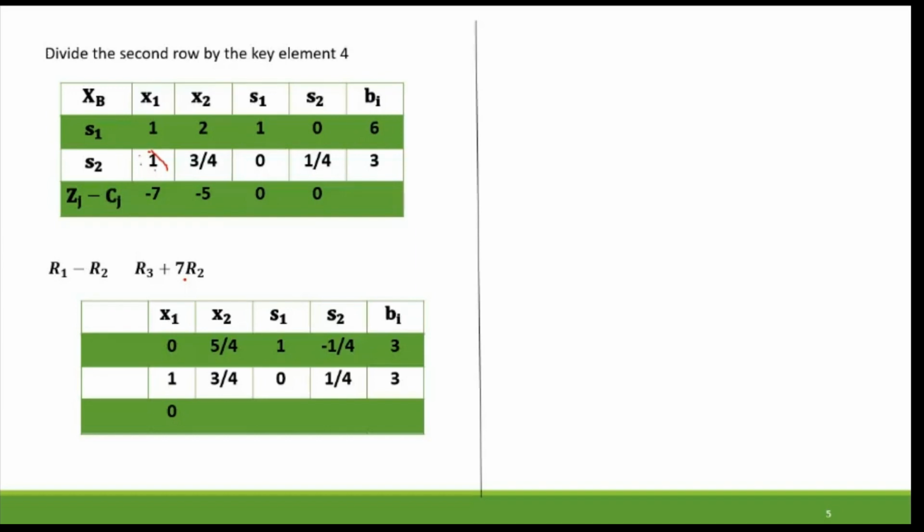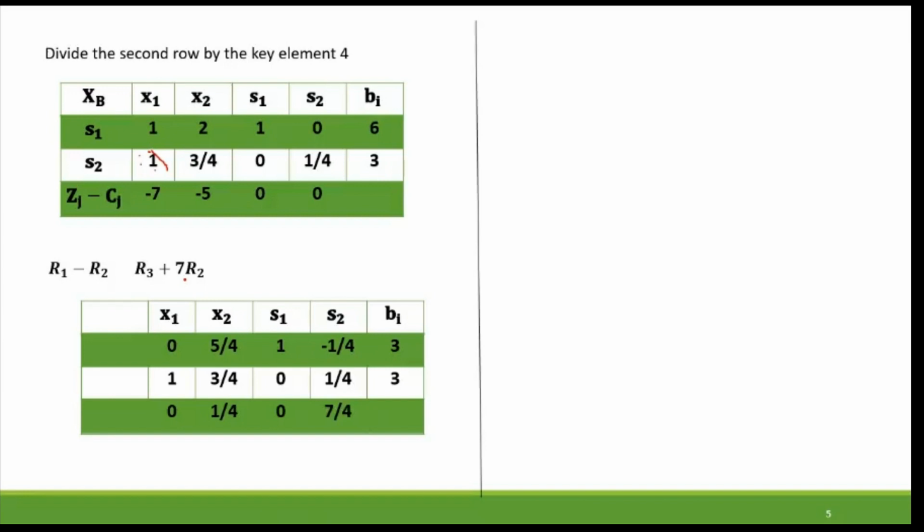-5 plus 7 into 3 by 4. How much is that? 1 by 4. Okay, 1 by 4. ठीक है, उसके बाद वाला थर्ड कॉलम, 0 minus 7 into 0, that is 0 itself. Then 0 plus 7 by 4, that will become 7 by 4.